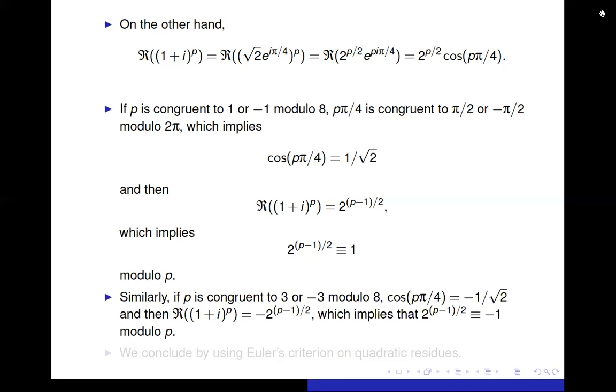And similarly, if p is congruent to 3 or -3 modulo 8, the cosine is -1 over square root of 2, and then the real part of (1 + i)^p is -2^((p-1)/2), and then 2^((p-1)/2) is congruent to -1 modulo p. And then we can conclude by using Euler's criterion on quadratic residue.